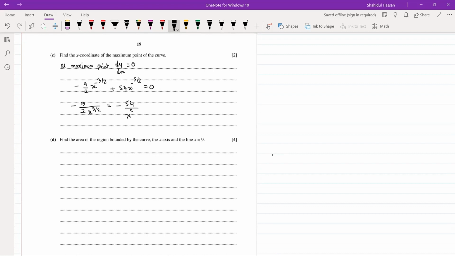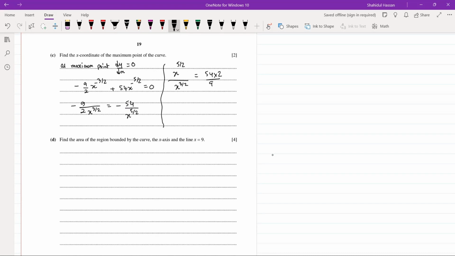Let's take the x to the power 5 by 2 in the denominator. The negative power becomes positive. So once we are done with this, we can cancel the negatives, and x to the power 5 by 2 divided by x to the power 3 by 2 is equal to 54 multiplied by 2 divided by 9.